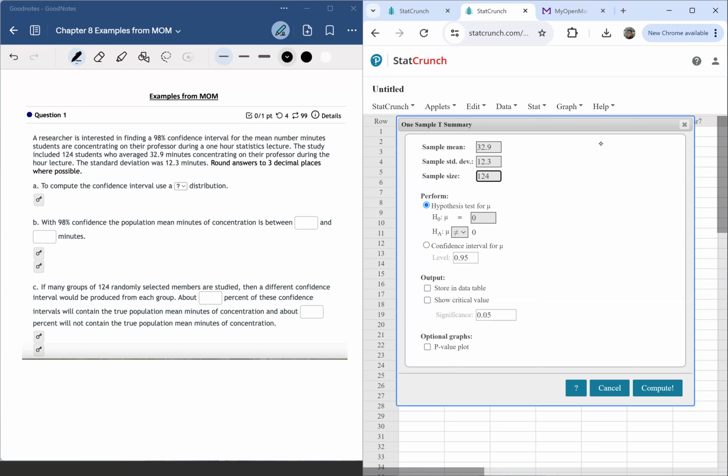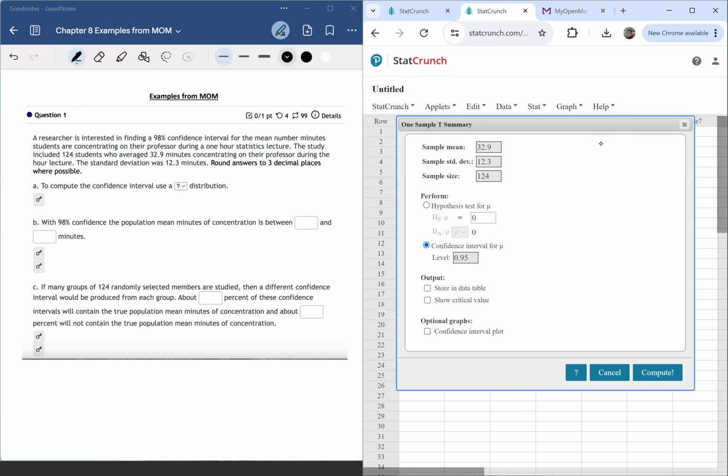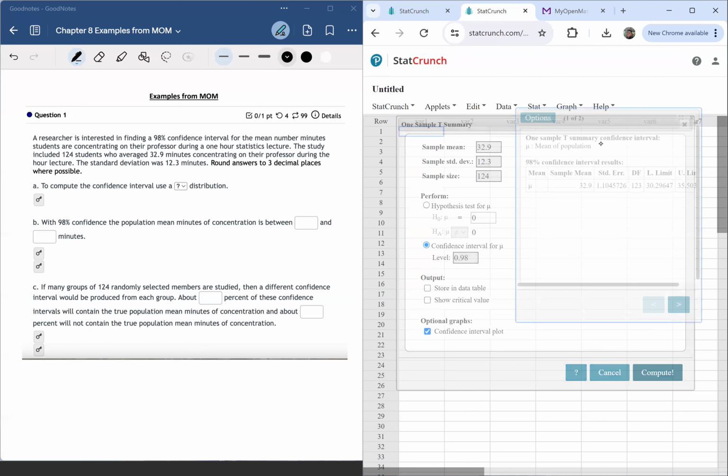Now that we've made those choices, we don't want to do a hypothesis test. We actually want to do the confidence interval. And if you look at this question, it says that it's a 98% confidence interval. So we don't want 0.95, we want 0.98. I'm also going to include this confidence interval plot. That's optional, so that we can see what we're looking at. Okay, so I've typed in the information and I go to compute.